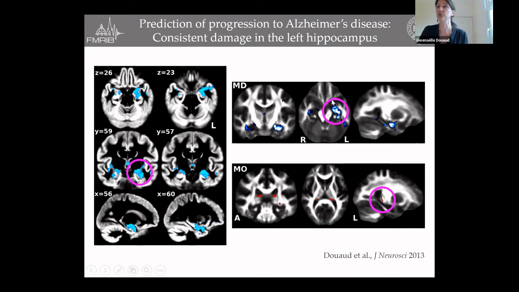You can see here also, using a diffusion tensor index of mean diffusivity, which is, as Sana said, a kind of proxy for microstructural damage, we see again marked differences in the hippocampus, but essentially, again, more on the left side, and in the white matter going into the fimbria of the fornix. So again, the white matter tracts that connect the hippocampus.